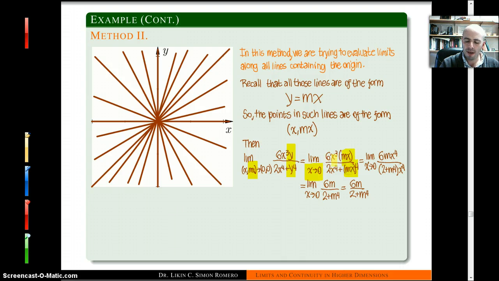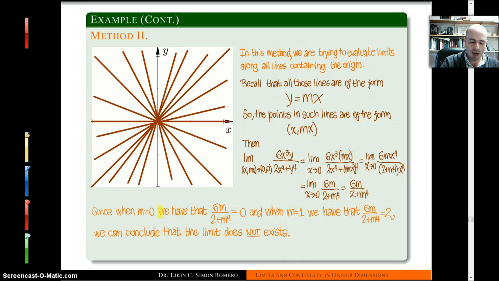Now in here I'm going to have something like this, and then I'm going to take common factor x to the 4th, and then I can cancel the x to the 4th, so I'm going to end up with this that doesn't depend on x. Now if I can find two m's that give you two different numbers, then I will have that the limit does not exist. And as we saw in the previous method, the line with slope 0 gives you 0. You can just plug in m equal to 0, and when you take m equal to 1, you have the line of slope 1, and that gives you 2. So we can conclude that the limit does not exist.